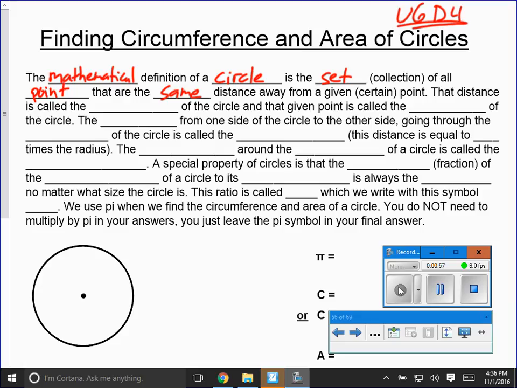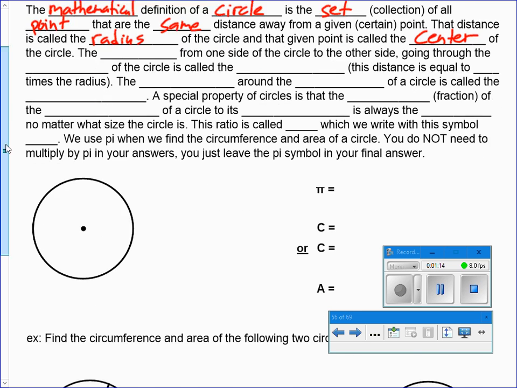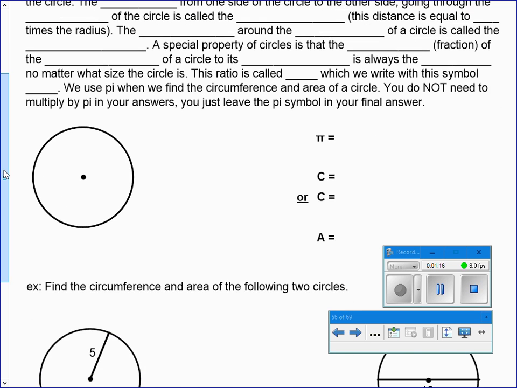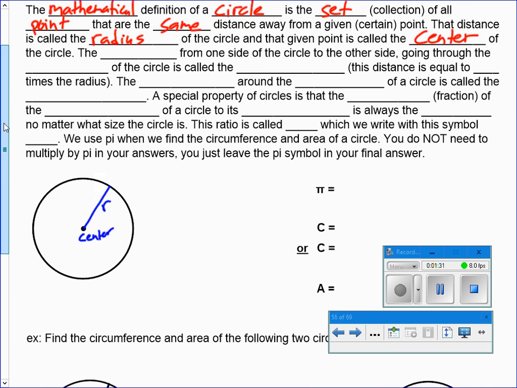The distance they are away is called the radius. And the given point we're measuring that distance from is called the center of the circle. So if we look at our picture down here, this would be our center. We go out to the edge of the circle, that's our radius. Every point on the edge of the circle would be that same distance away from the center. So that's where that definition comes from.